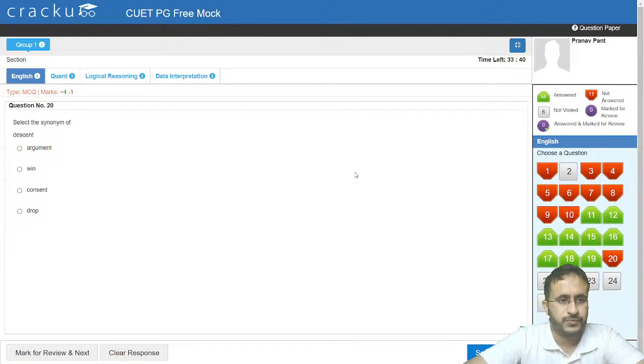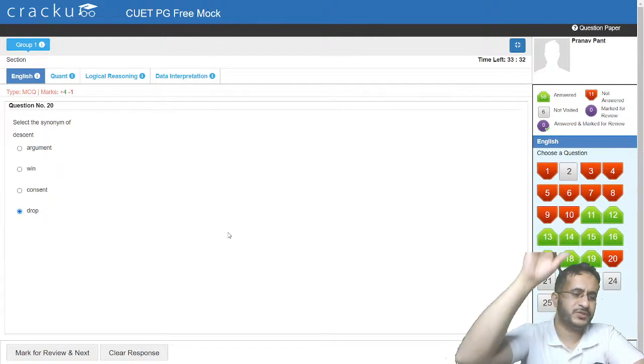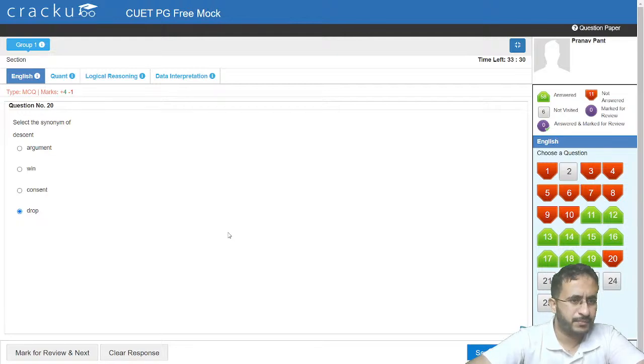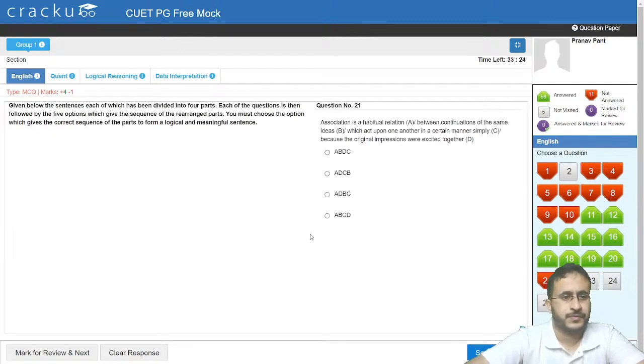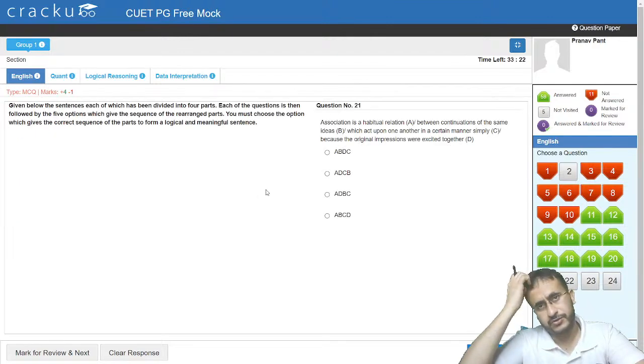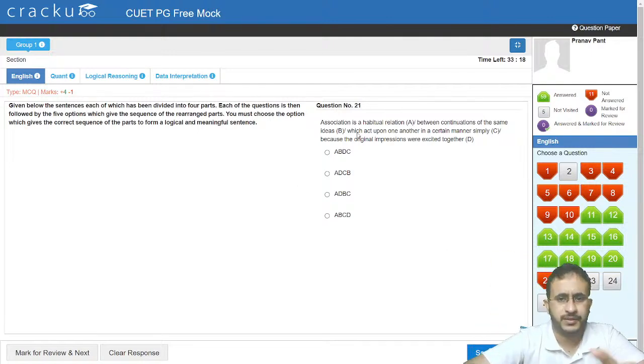All right, so this was meaning of descent. Descent means to drop. Just like there is ascent, ascent means to go up, and descent means to come down. Descending order, from this the word descent is formed. And descent has another meaning also, that is hierarchy, right? People of this descent or something.